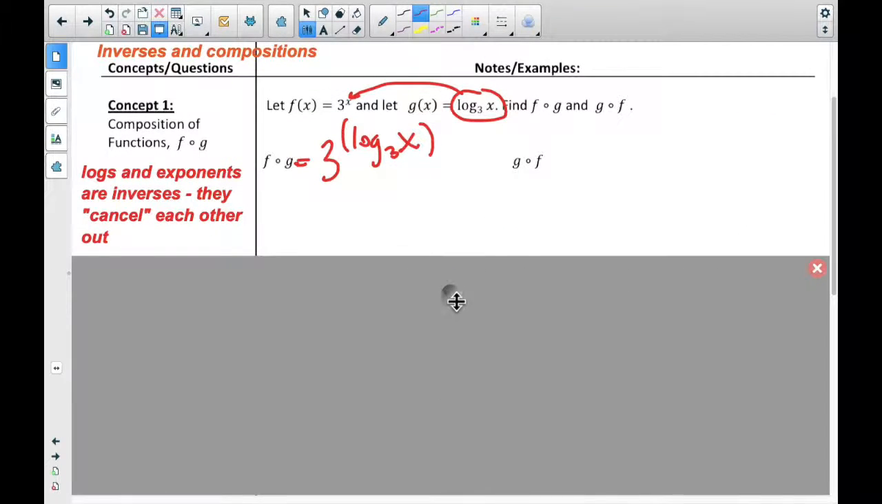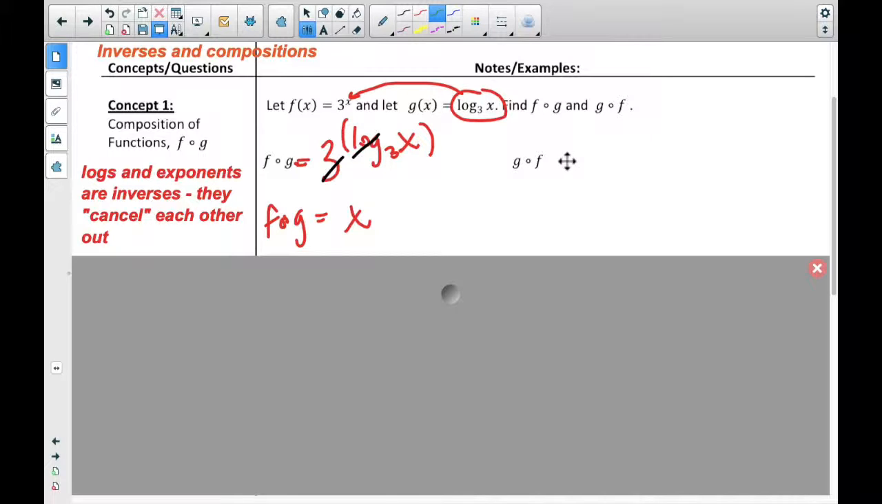All right, when we've talked about logs, we've been talking about how they are inverses of each other. And if you have inverses, they are supposed to cancel each other out. And that's what happens here. This 3 and this exponent are both base 3. So a 3 with an exponent of base 3 are going to cancel each other out, and this just reduces down to f of g of x is equal to x. So the 3 to the power of log base 3 cancel each other out.